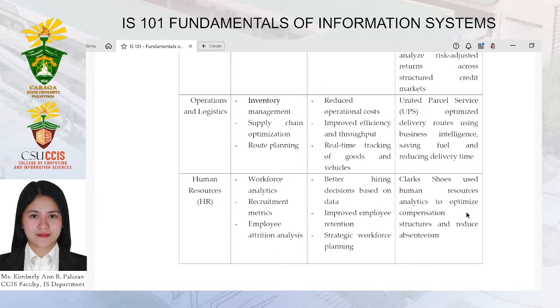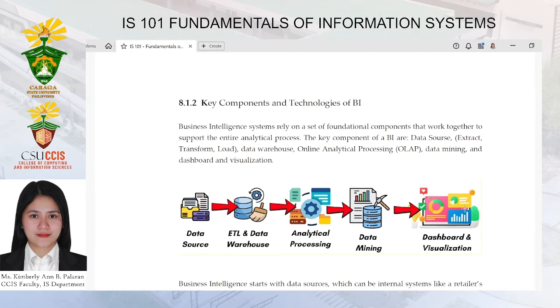The last domain of key enterprise is the human resource. Basically, its benefits are better hiring decisions based on data, improved employee retention, and strategic workforce planning. Now, let's learn about the key components and technologies of business intelligence. So, business intelligence systems rely on a set of foundational components that work together to support the entire analytical process.